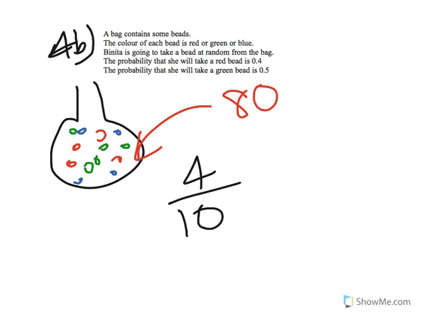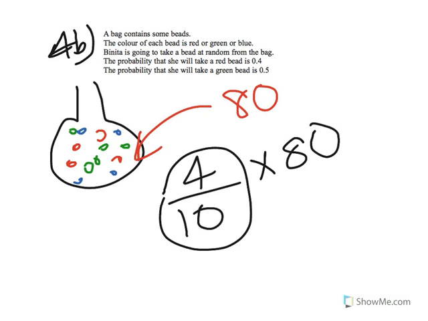So that means that all you got to do is multiply this fraction by the number of beads that are in the bag, and you'll get the number of red beads. So you get 4 out of 10 times 80, which is nothing but 32 red beads. It's because you're taking the fraction of red beads there are in the bag, and you're multiplying it by the number of beads.